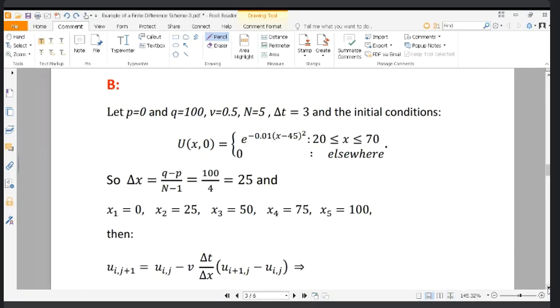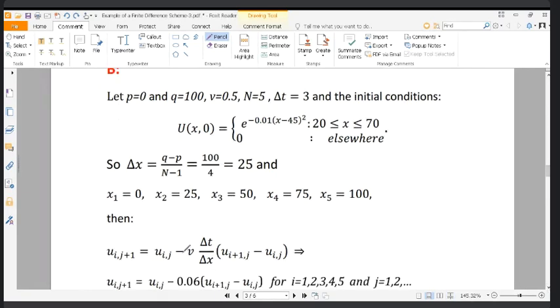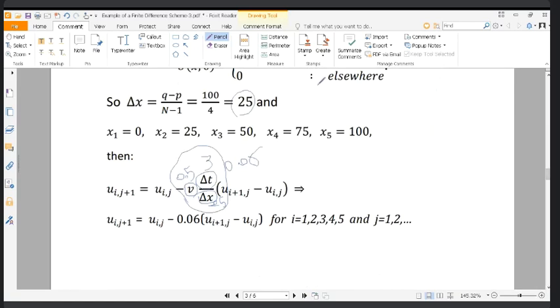All of you, please pay attention. We have the value of V, which is 0.5. Delta T equals 3, and we compute delta X, which is 25. When we replace these values and compute, the result is 0.06.